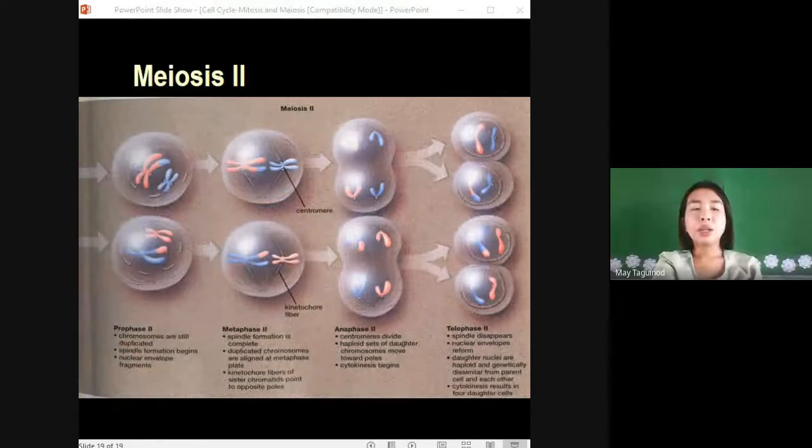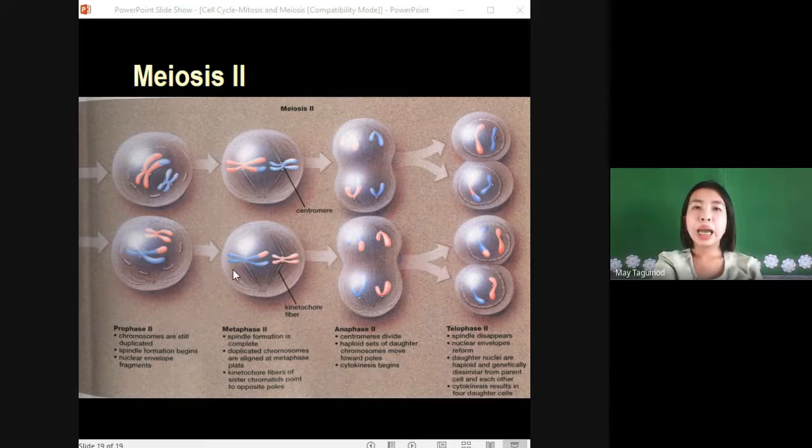Okay. So after meiosis 1, we have meiosis 2. Meiosis 2 is basically like mitosis. But remember, the chromosomes did not duplicate in interphase 2. So in prophase 2, the chromosomes begin to line up in the middle of the cell, and the spindle fibers begin to form.